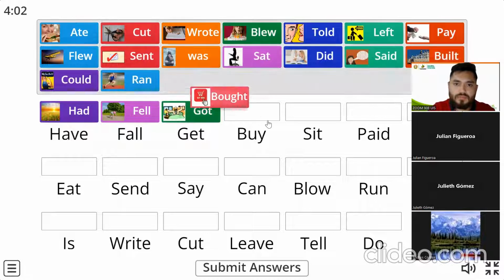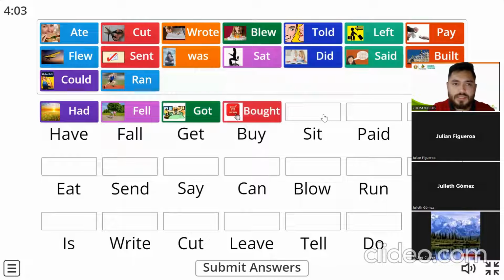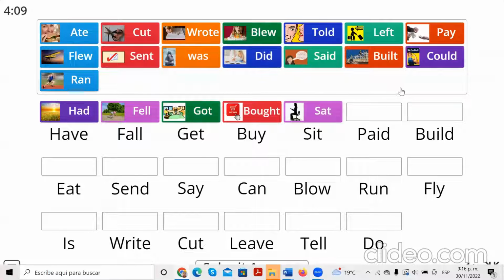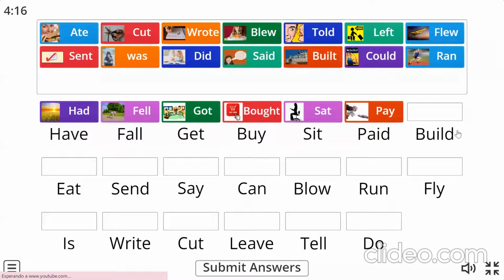Bought. Sit, sat. Pay, paid. What happened here? Oh, they are mixed. Where is paid? Okay. Invert. Build, built. Build, with T.